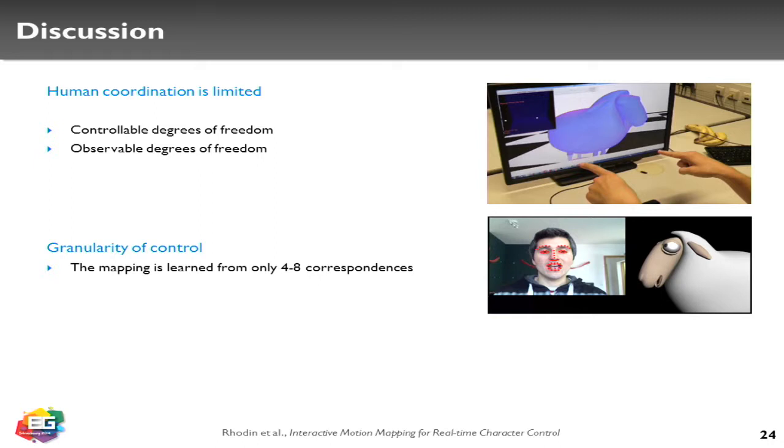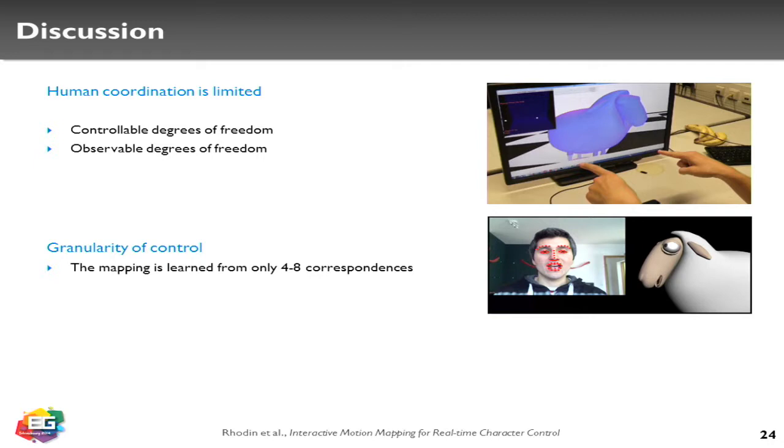And finally, the granularity. Usually the mapping for kind of real-time applications is very important. So if you can do a mapping very fast, then users will like it more. There are some examples like the FaceShift. I don't know if you know, it's a Kinect facial tracker.